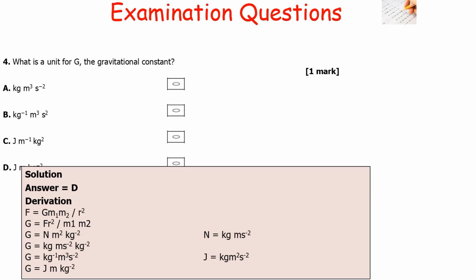Then you can see that in some of the answers, it gives you joules as a possible answer. So therefore we can work out what a joule is, and we can say that a joule, which is the work done, is going to be force times distance, which is going to be mass times acceleration times distance, which gives us a unit of a joule to be kilogram meter squared seconds to the -1. So when we substitute that in, we get joules meters per kilogram squared.